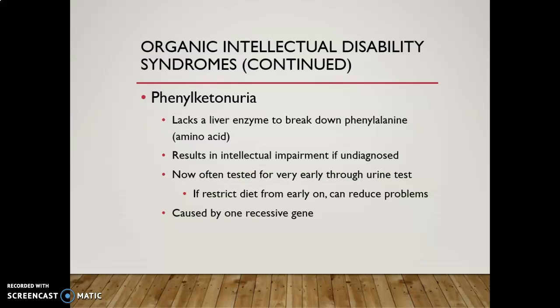This is caused by one gene, like Huntington's disease, except in this case, it's recessive. So the individual has to inherit both copies of this recessive gene, one from each of their parents. So it's much more likely to have it if one of the parents also has phenylketonuria. There doesn't have to be a family history, but there might be.